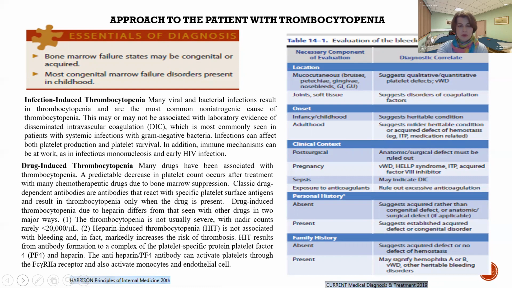This type of thrombocytopenia results from antibody formation to a complex of the platelet-specific protein platelet factor 4 and heparin. The anti-heparin antibody can activate platelets through their specific receptor and also activate monocytes and endothelial cells.